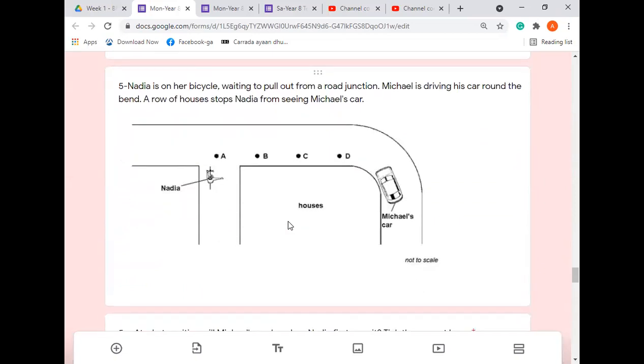Question number 5. Nadia is on her bicycle, waiting to pull out from a road junction. Michael is driving his car around the bend. A row of houses stops Nadia from seeing Michael's car. So you can see Nadia and then Michael's car.